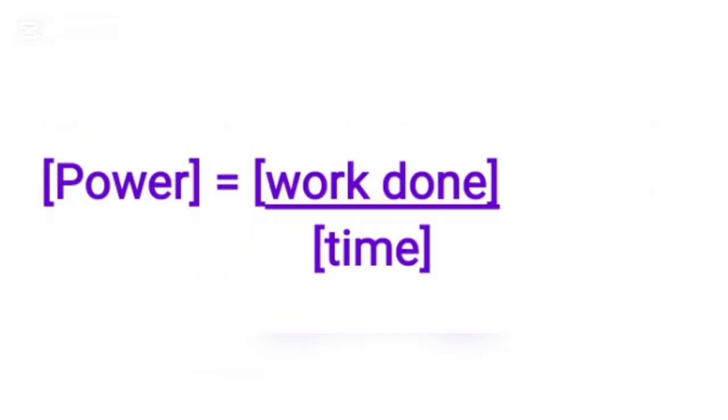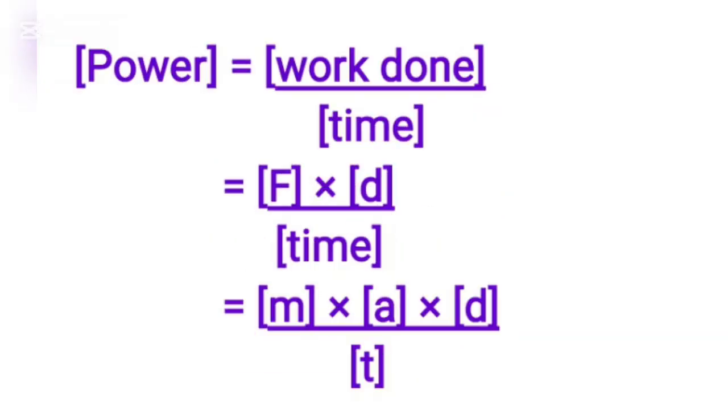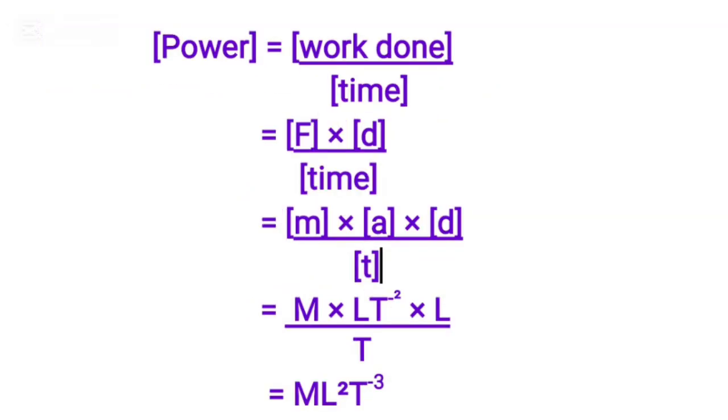Then we have power. Power is equal to work done over time. And work done is force times distance. And force is mass times acceleration. By the time we put all this together, power will be mass times acceleration times distance over time. Mass, capital letter M. Acceleration, L T raised to power minus 2. And distance is length, capital letter L, divided by time, capital letter T.